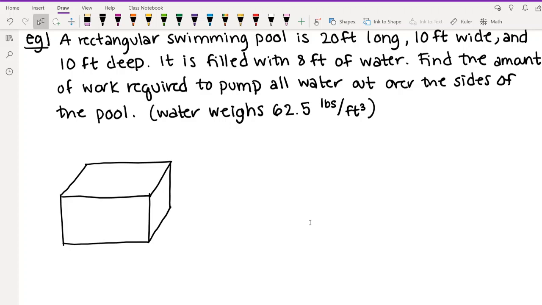If you're trying to word this problem a little more simply, what we're doing is lifting the water a distance of, well, we'll see, it depends what part of the water you're looking at, but you're lifting the water until it reaches the top of the pool.